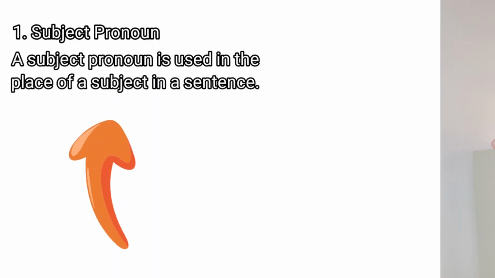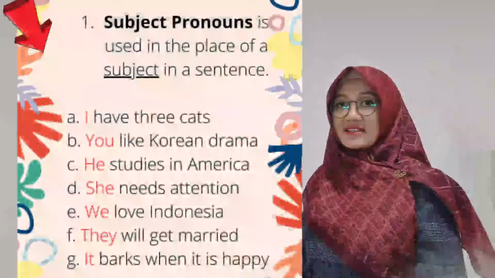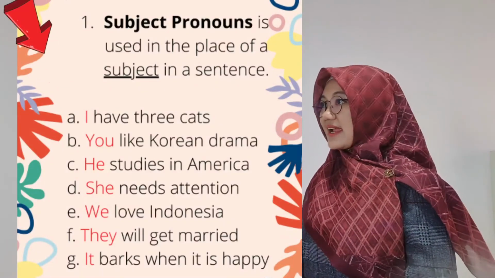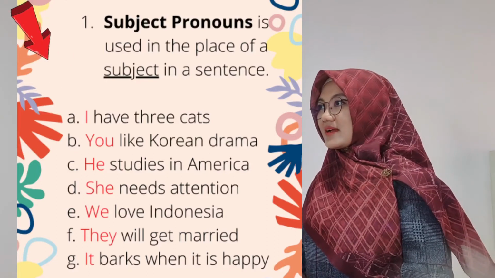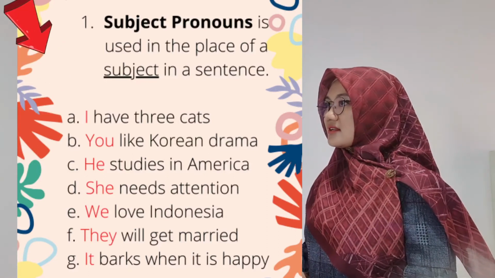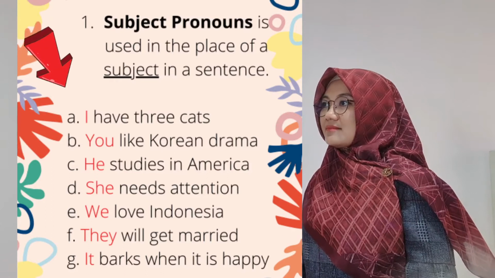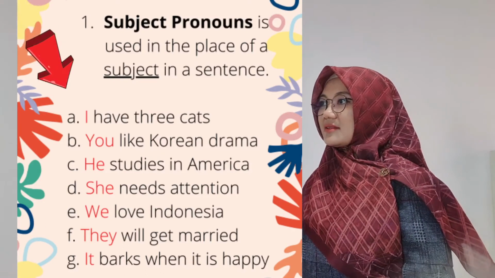Okay, the first, a subject pronoun. A subject pronoun is used in the place of a subject in a sentence. For example, I have 3 cats. You like Korean drama. He studies in America. She needs attention. We love Indonesia. They will get married. It barks when it is happy.